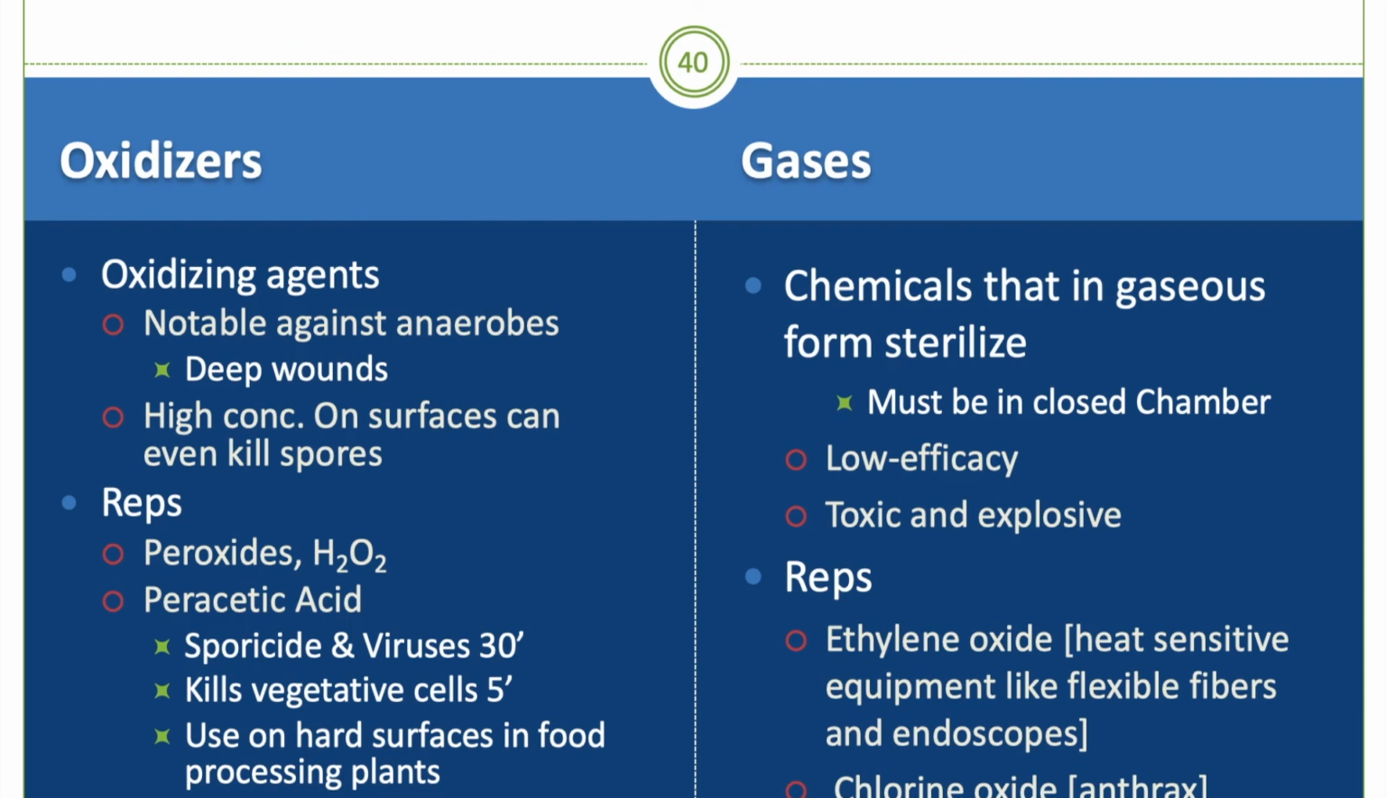And so there is low efficiency, and they can be toxic to those who are administering it. But they have to be administered in a very closed chamber for it to be effective and for protective reasons as well. So this brings us to the end of our lecture on microbial control.